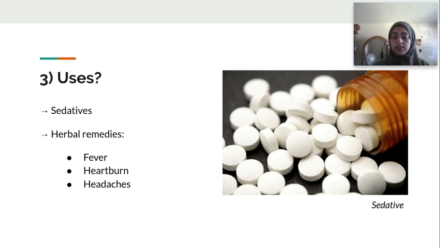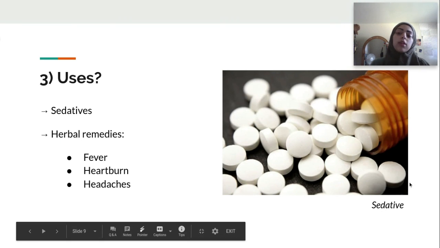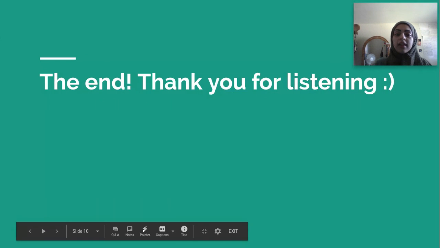Next are the uses. It was formerly used as a sedative, and now it's used as a herbal remedy for minor health-related problems such as fever, heartburn, and headaches. And here's a sample of a sedative. And that is the end.